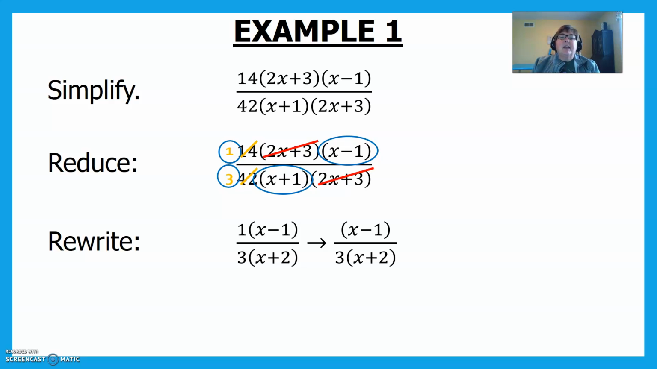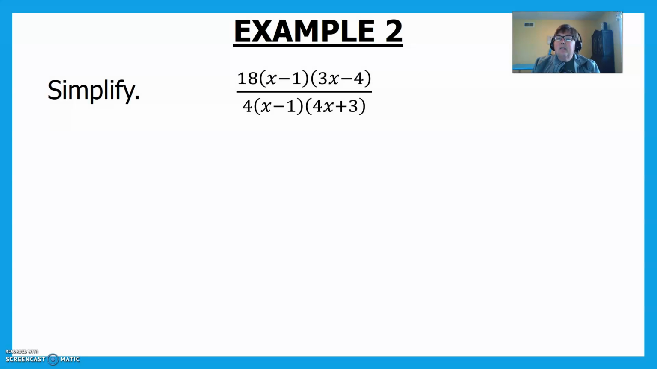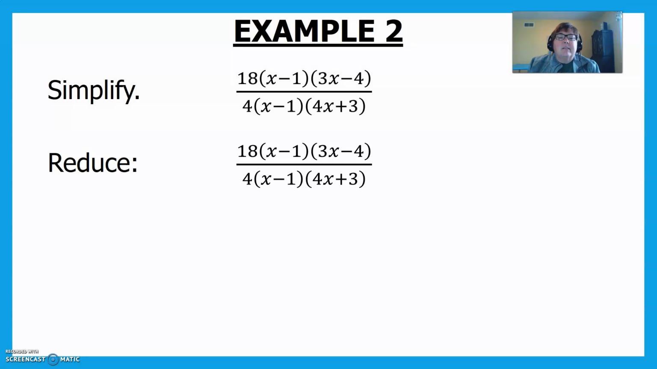So let's look at example 2. Same kind of problem. So I rewrite it and say, okay, what goes into both 18 and 4? Is there something that goes into both of them? Again, you can use that GCD on your calculator. You can use that on Desmos if you have Desmos. And I know that 2 goes into both of them. So I cross off 18 and 4, and I divide them both by 2. 18 divided by 2 is 9, and 4 divided by 2 is 2.